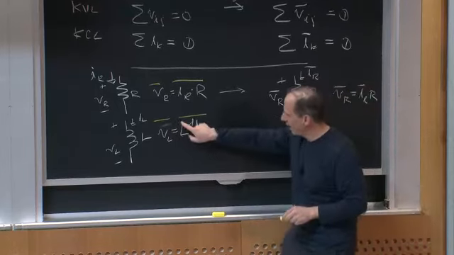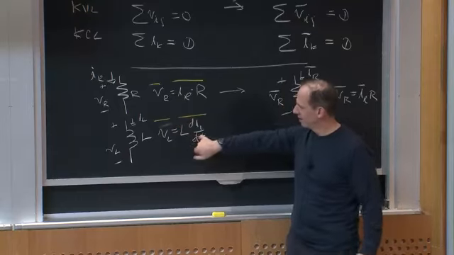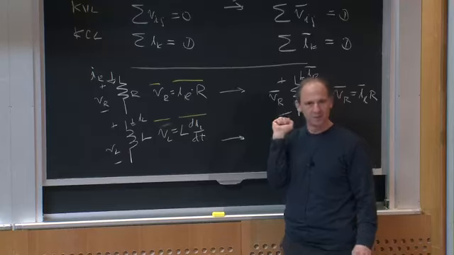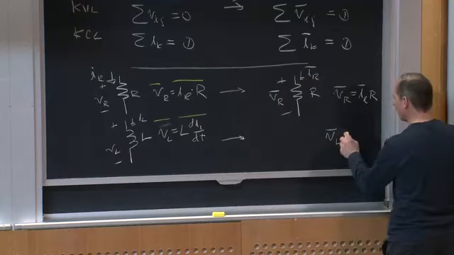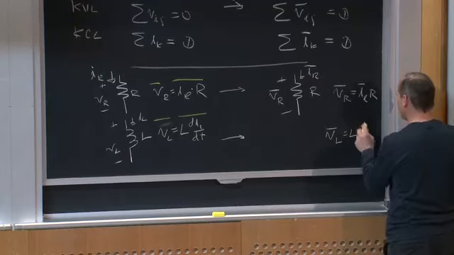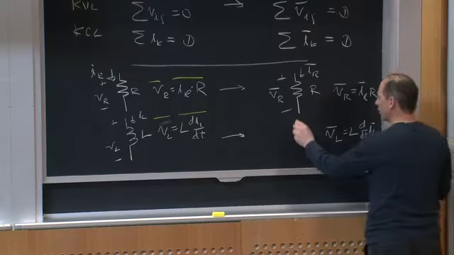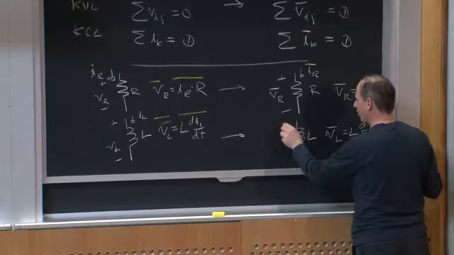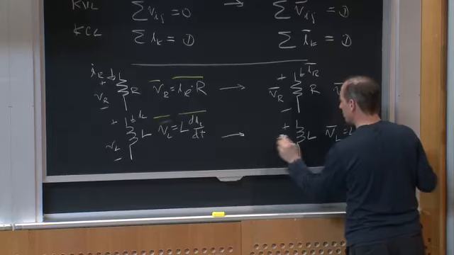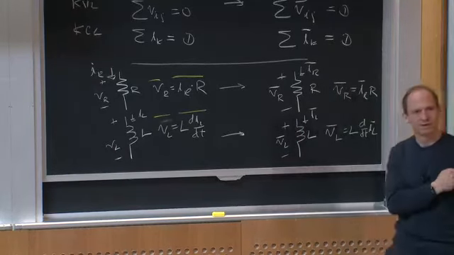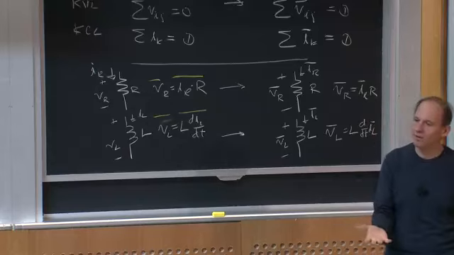Now, I can pull the L out because of linearity, and the local average of the derivative becomes the derivative of the local average. I said that was my property over here. And what I get is equal to L d dt of IL bar, which is just an inductor of value L. Does that make sense? I could do the same thing with a capacitor.